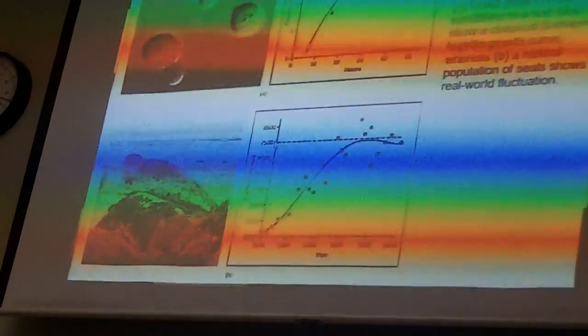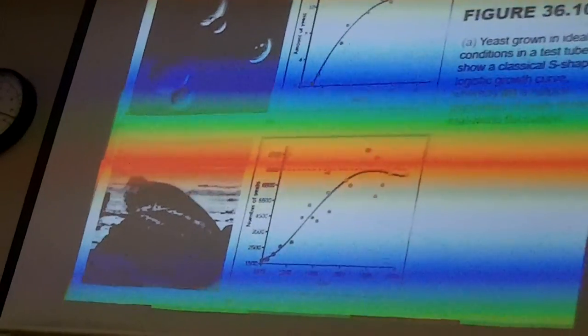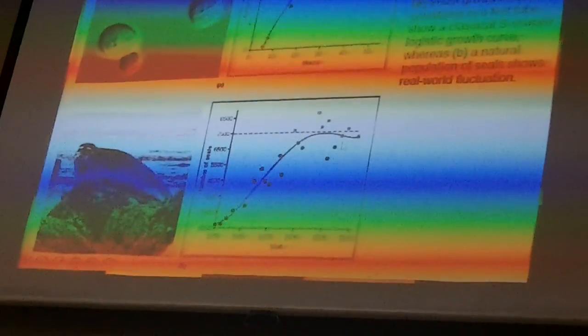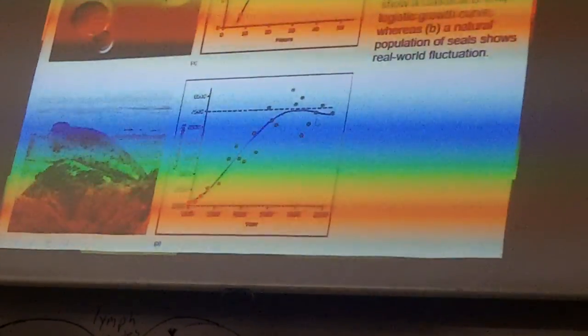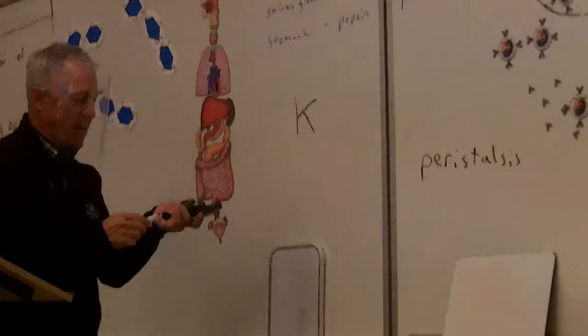So what is that number? That's called the carrying capacity. This dotted line is called the carrying capacity, and you always level out around the carrying capacity. The carrying capacity is known as K if you're doing these math problems, which we're about to do.